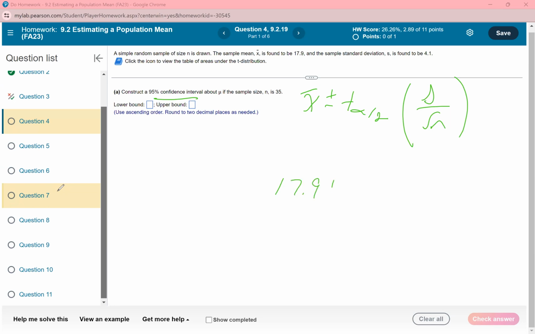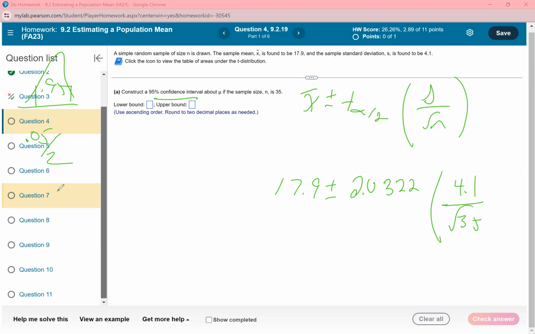So 17.9 plus or minus. Now we want 95% in the middle. That means to get that t sub alpha divided by 2, I need the 5% divided by 2 on an inverse t. So we're going to go to second distribution, inverse t, 5% divided by 2. N is 35, so my degrees of freedom would be 34. All right, so we get a t of 2.0322, standard deviation 4.1, sample size 35.